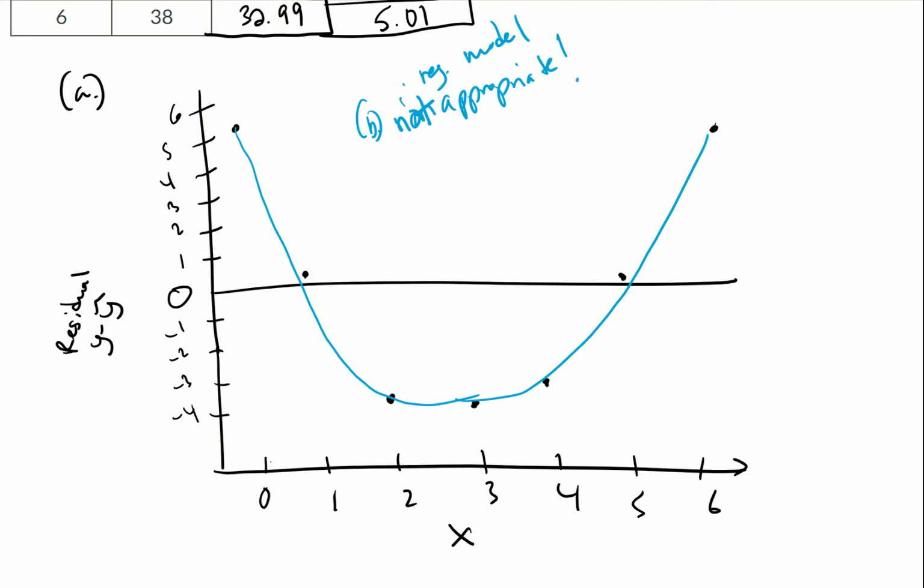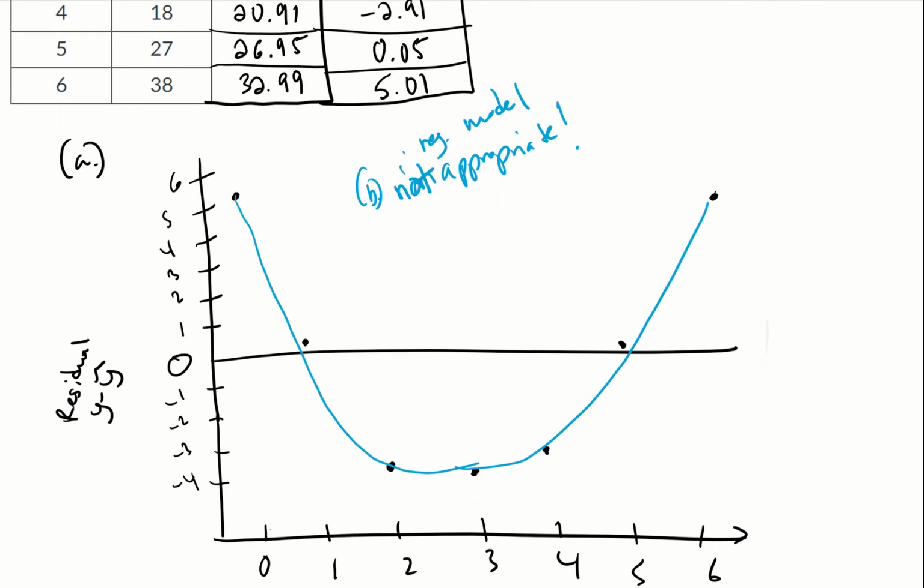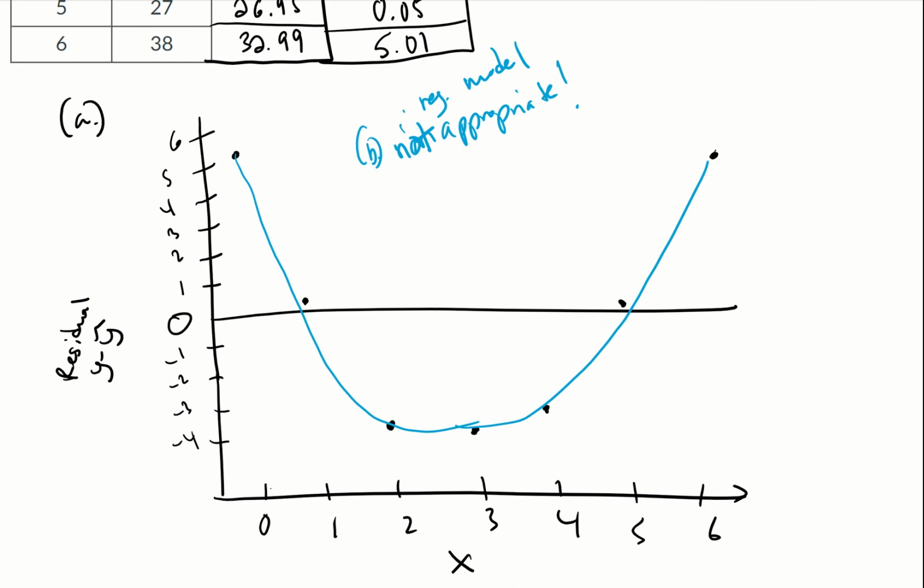What this indicates is that we weren't supposed to be using a linear model, because this is the equation of a line, a plus bx. It's kind of like mx plus b. So we used a regression line instead of a regression curve. We should have used something that was like a parabola, quadratic. So this indicates that we needed to use a quadratic model, something with x squared.